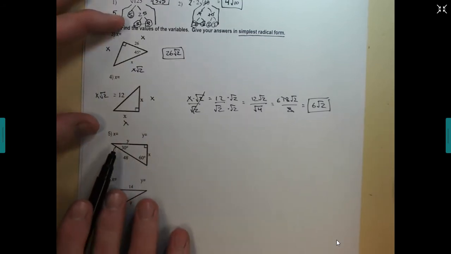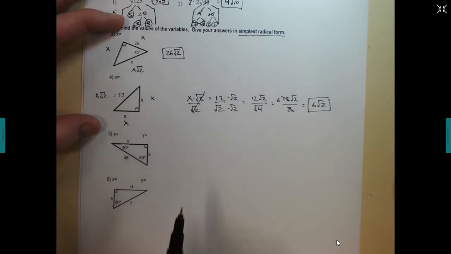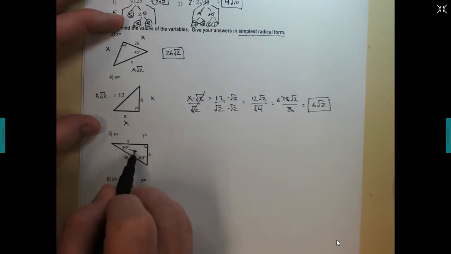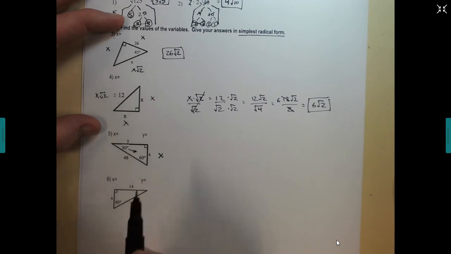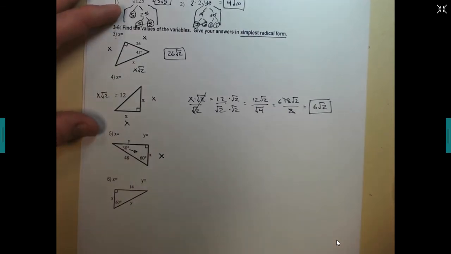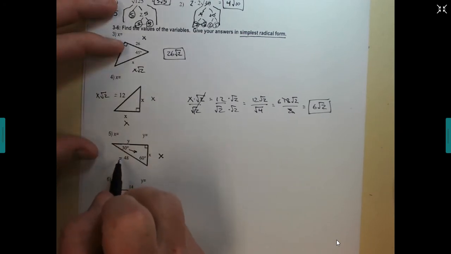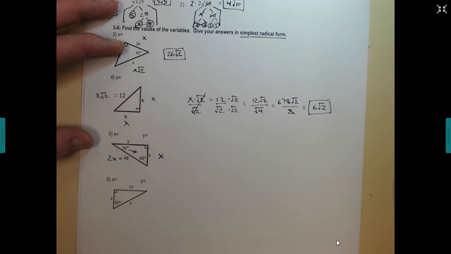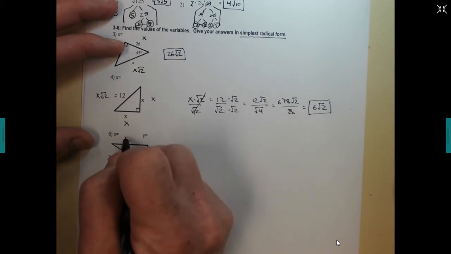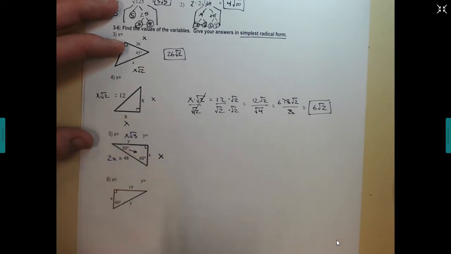All right, this is a 30, 60, 90 triangle. The side across from 30 is always going to be x. Maybe it'd be better if I used a different color. All this is kind of getting together. So the side they gave me, that's actually my 2x side. And this would be my x times the square root of 3 side. So I want to find out what x is.